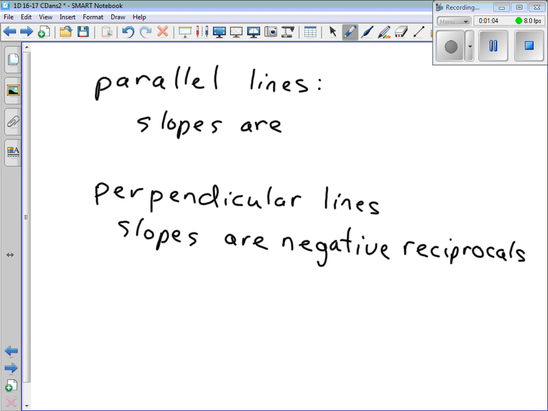Okay, let's say we've got a slope of, I don't know, 3 over 4. What would be the negative reciprocal of 3 over 4? Yeah, negative 4 over 3. So perpendicular lines, slopes are negative reciprocals. Parallel lines, what do we know about the slopes? They are the same, yes. Okay, so these are the two things you need to remember.